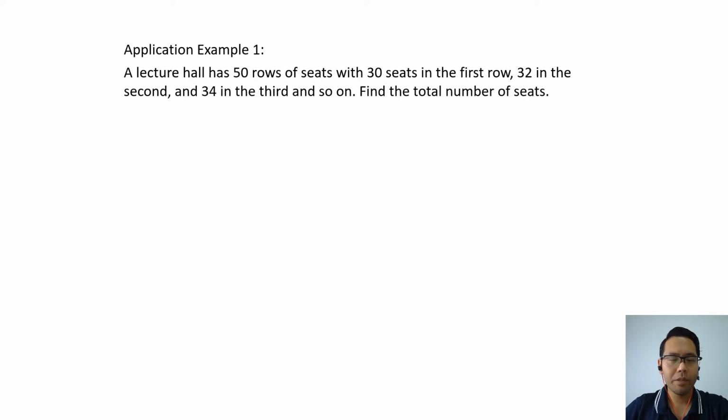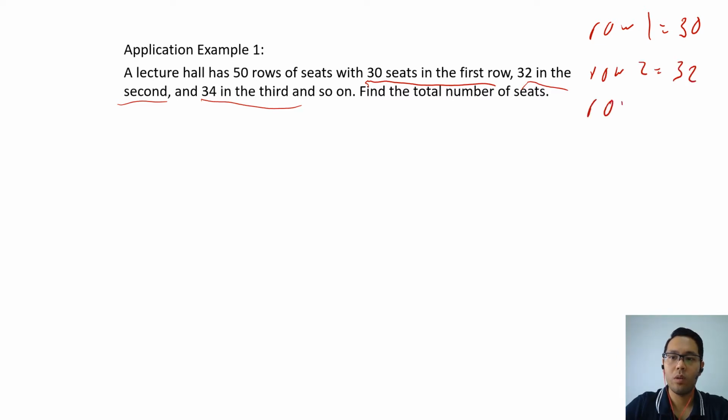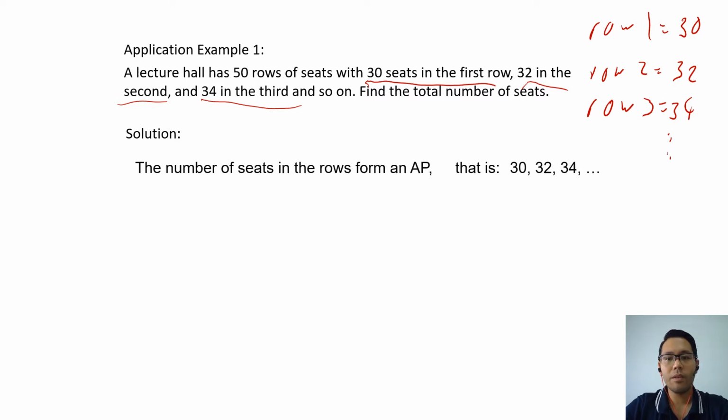Okay, application example 1. A lecture hall has 50 rows of seats with 30 seats in the first row and 32 in the second row, 34 and so on. So we can write down row 1 is 30, row 2 is 32, row 3 is 34, and so on. Since you can see here we do 30, 32, and 34, we can declare that it's an AP.